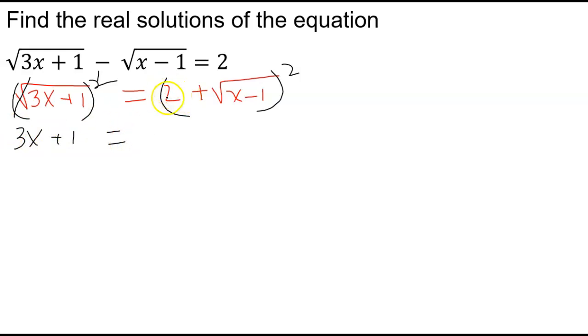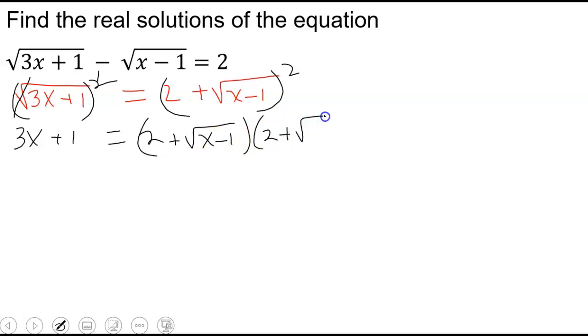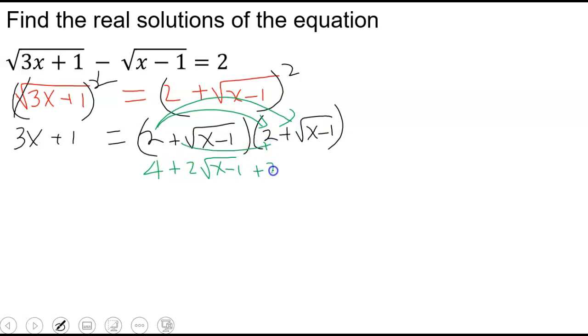And on this side, because we have 2 terms separated by addition or subtraction, we are going to FOIL. So we are going to multiply by itself. 2 times 2 is 4. 2 times that is 2 square root of x minus 1. And that times that is plus 2 again, square root of x minus 1. That times itself is plus the square root of x minus 1, squared.